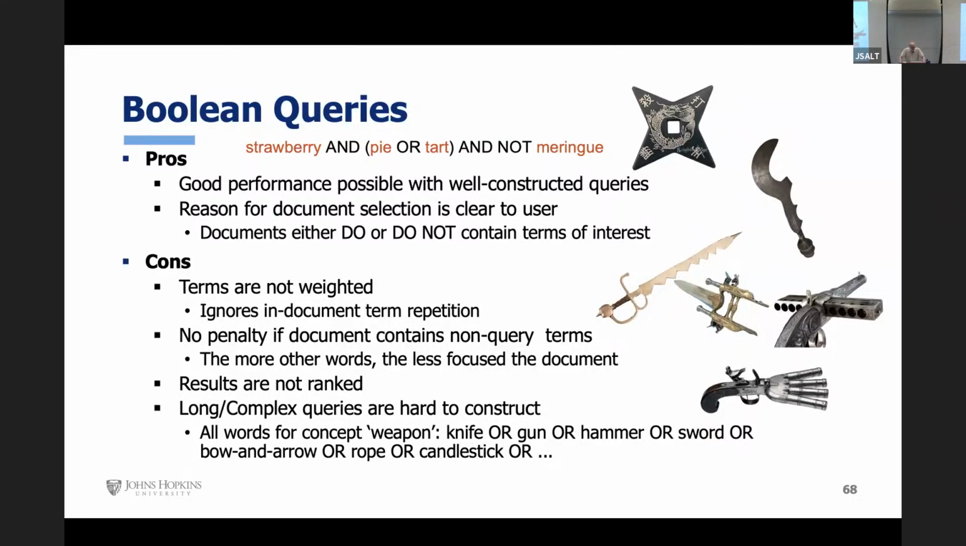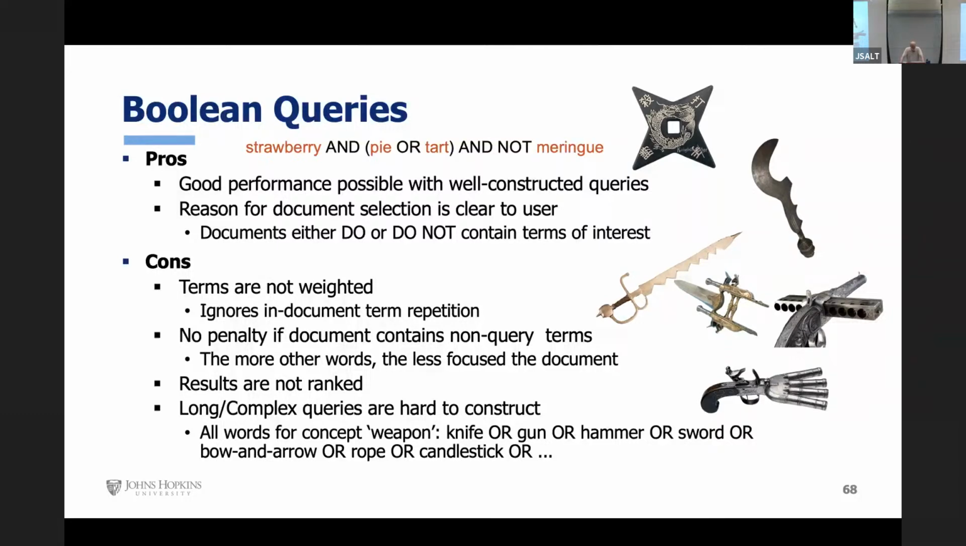Boolean queries are useful. They can have very good performance, but the terms aren't weighted. There's no penalty. If you have a lot of terms that don't match the query, the results aren't ranked. They're hard to construct. So imagine trying to have a Boolean query to find weapons.